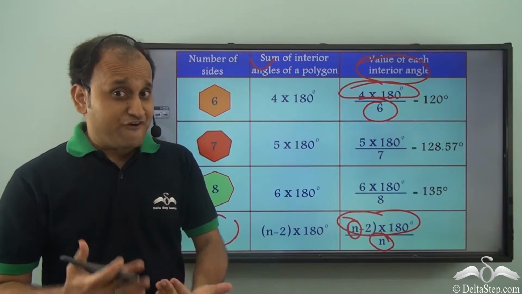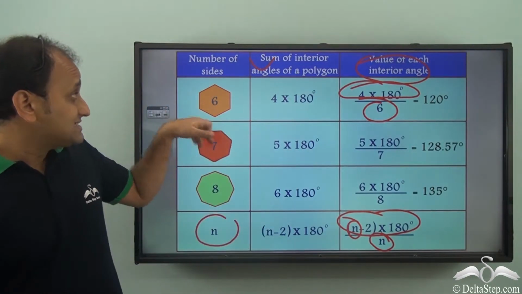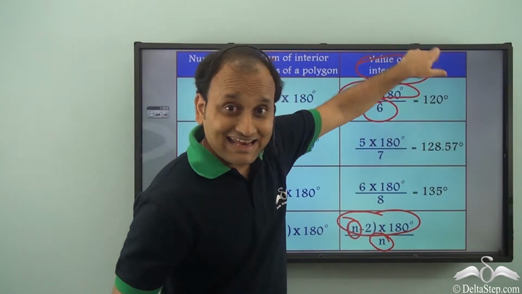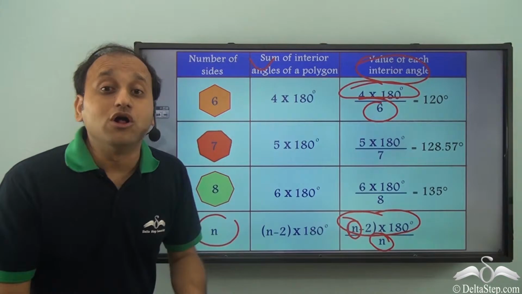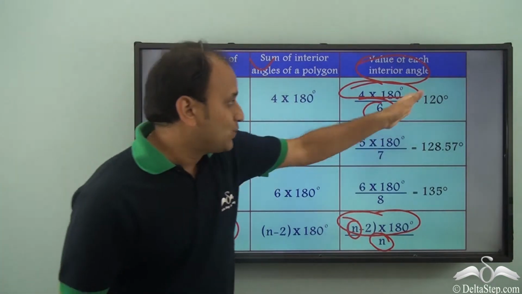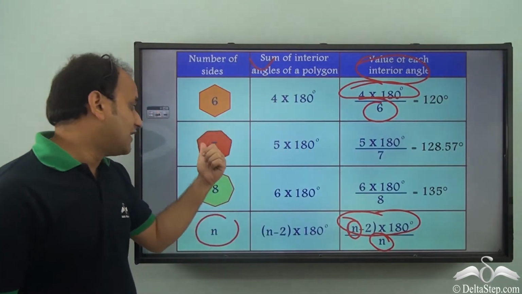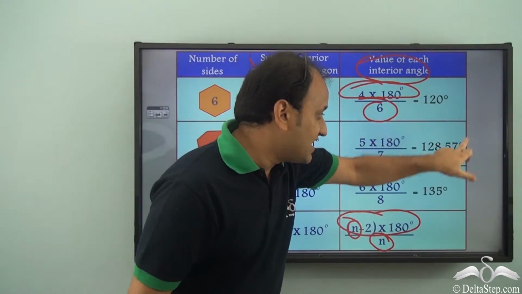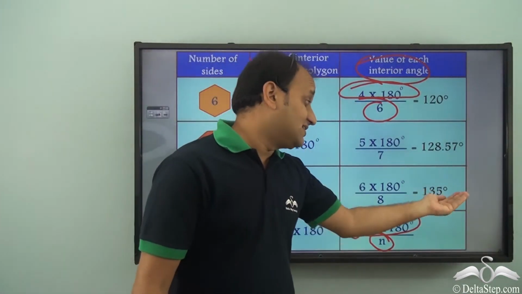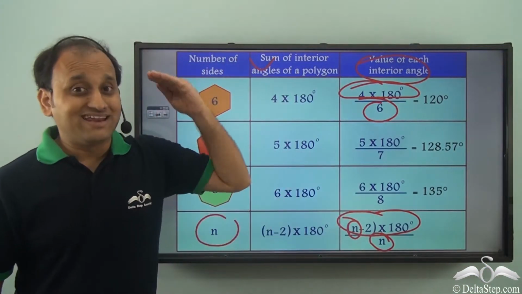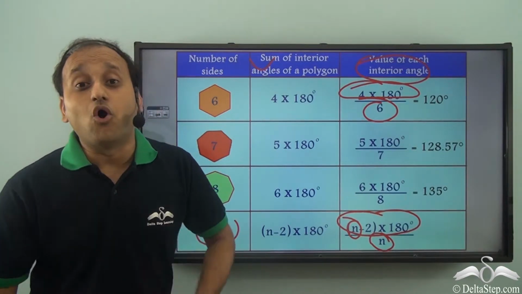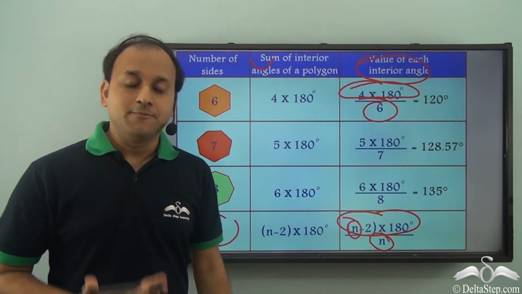So do you notice a very important thing? Well, as the number of sides increases, the value of the interior angles of a regular polygon also increases. So for a hexagon, we had 120 degrees. For a heptagon, we have 128.57 degrees, while for an octagon, we have 135 degrees. So with an increasing number of sides, the value of the internal angle will also increase for any regular polygon.